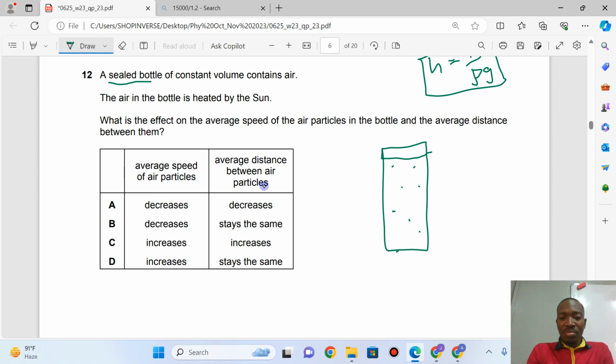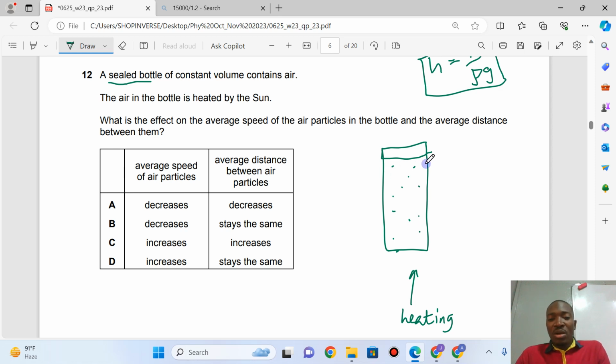Let this represent the particles of the gas. If you increase temperature, by heating it, in this case the heating is coming from the sun, the particles only vibrate faster, they only travel faster, but you are not increasing the distance between them. The only way to increase the distance between these particles is by making this bottle bigger.